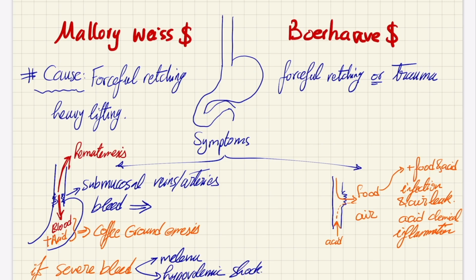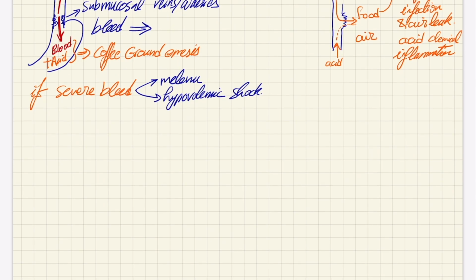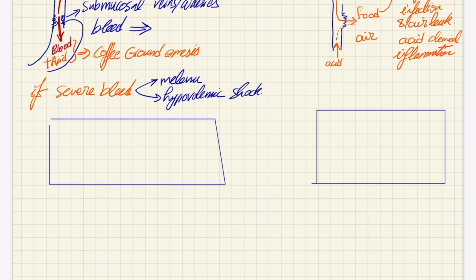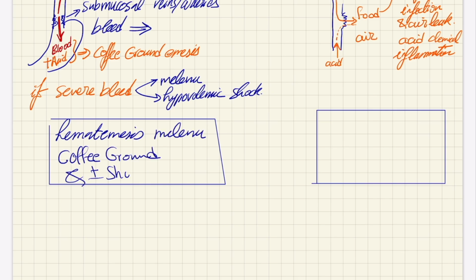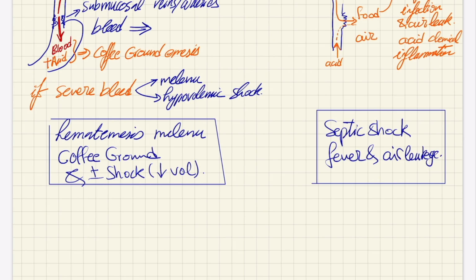Mallory-Weiss cases are mild cases and the bleeding is mild. So in Mallory-Weiss syndrome, we will have hematemesis, coffee ground emesis, melena, and sometimes hypovolemia in severe cases. For the melena, we need only 50 milliliters of blood to see melena. We'll discuss it further in the gastrointestinal bleeding video.